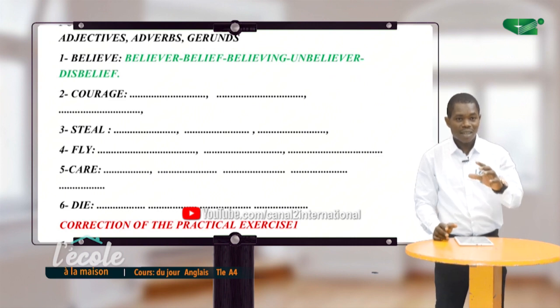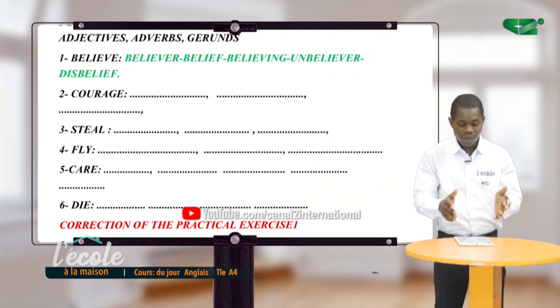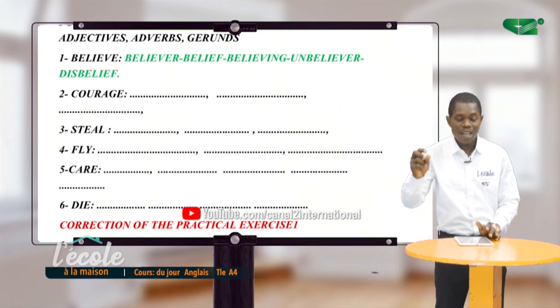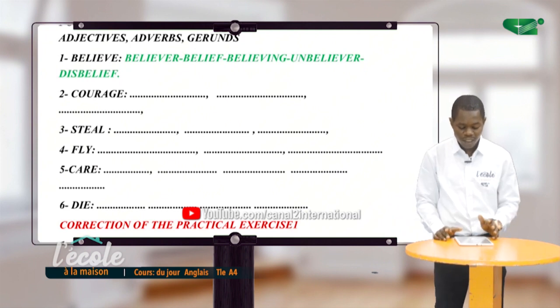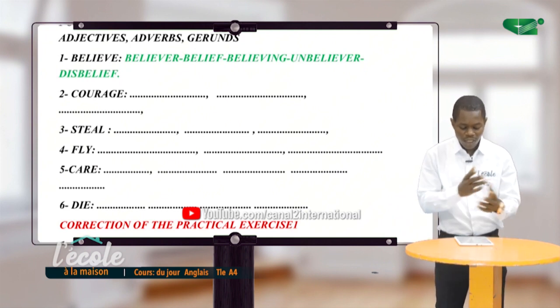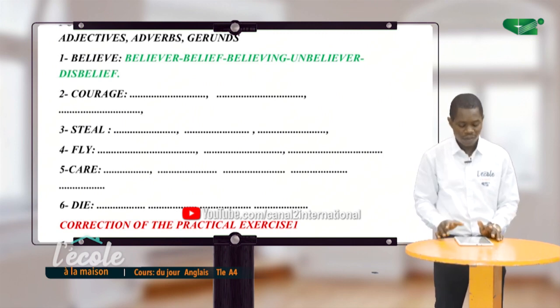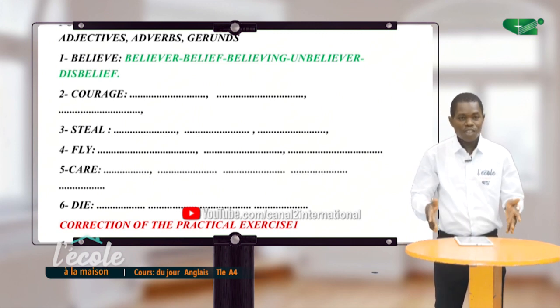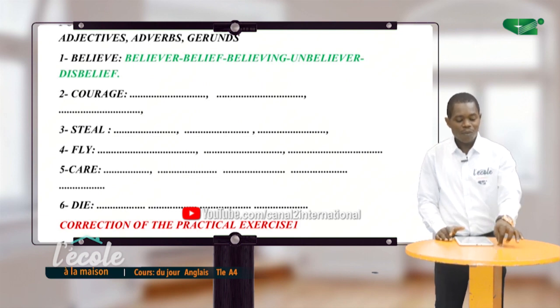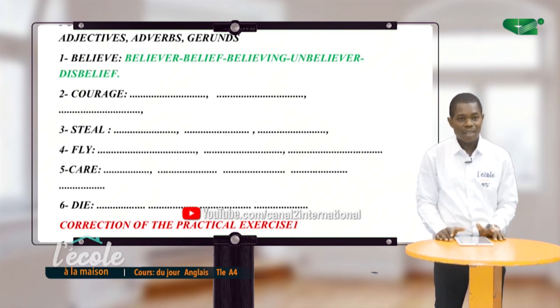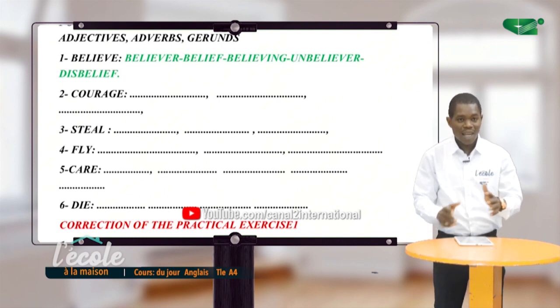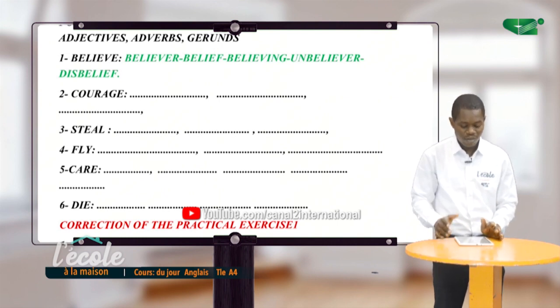Unbeliever, which is an antonym of believer, or a non-believer, if you want it put in a different manner. Unbeliever is the antonym or opposite of believer. And then disbelief. Disbelief simply means something which is not belief, or the fact of saying no to a particular concept or a particular piece of information.